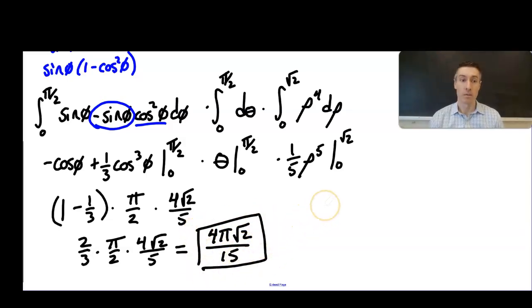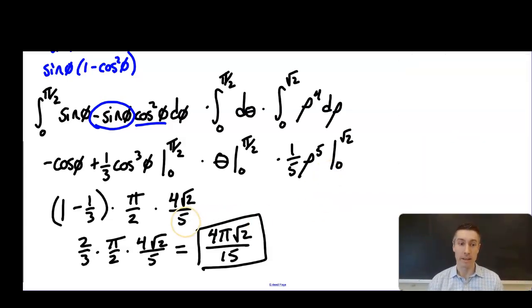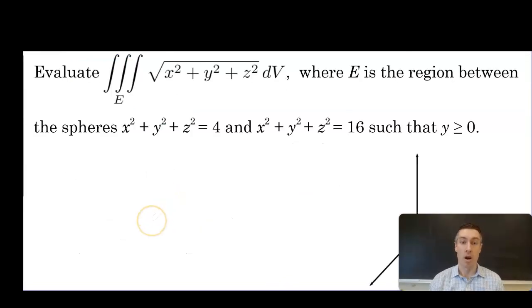Not the cleanest answer, but that is the value of this particular triple integral in spherical coordinates. Okay, so moving back down, let's go on to our next example.